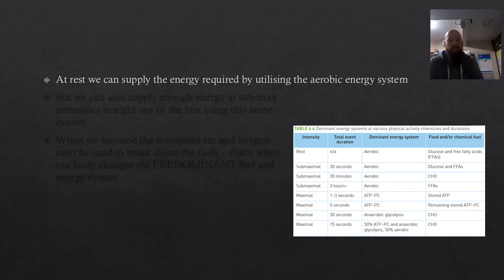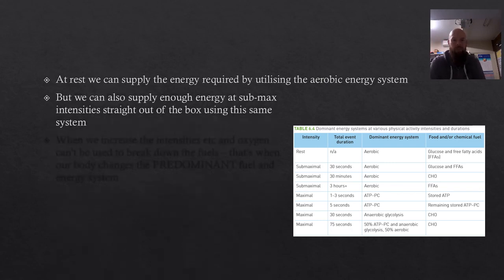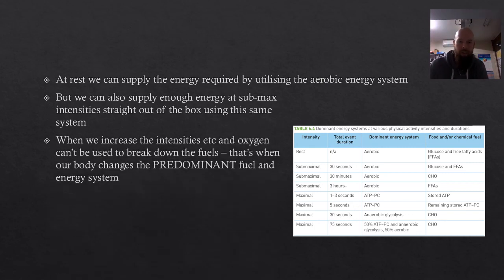So at rest, we're able to supply the energy required by utilizing that aerobic energy system. We can also supply enough energy at submaximal intensities using that same energy system. But if we increase that intensity too much and the aerobic energy system isn't able to supply it anymore, then the body will change the fuel supply. It will change the energy system as well.